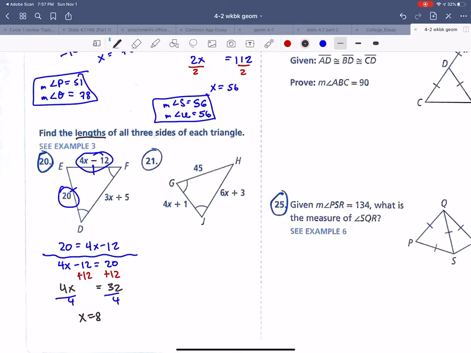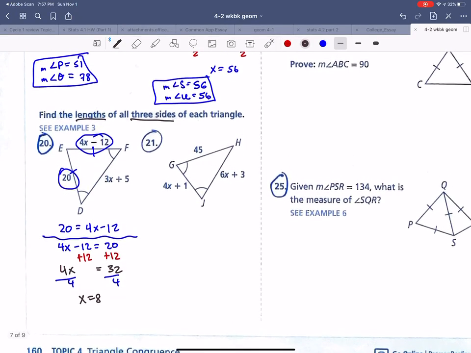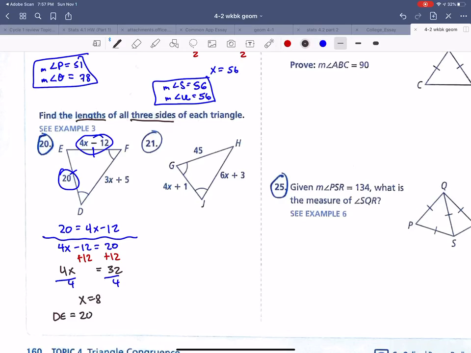So it says find the length of all three sides. Okay, so side DE is 20. We didn't really have to find the length of that. But then this side EF has to also be 20, right? Because they're twins. Now we can double check that we got this right. So EF is equal to 4x minus 12. So if x really is 8, we get 32 minus 12, which is 20. Yep, so we're sure.